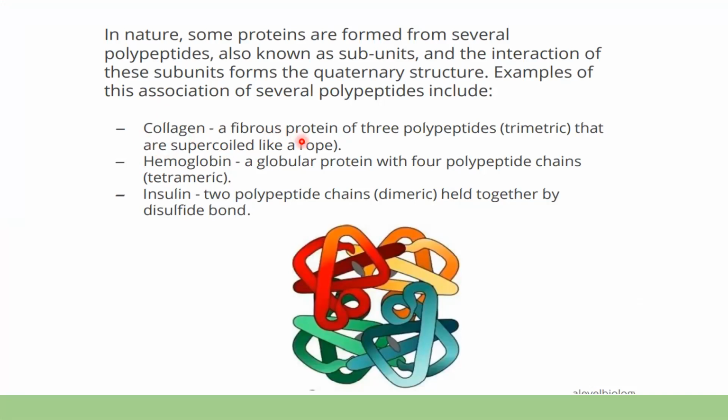So collagen is a fibrous protein of 3 polypeptides. Okay. So we call it trimeric, supercoiled like a rope. When we discuss collagen, you will look at how the structure looks. Hemoglobin is actually a globular protein with 4 polypeptide chains and we call it tetrameric. Okay. Here they have shown you color coding. So we have 4 polypeptide chains in a hemoglobin. Insulin, just for knowledge, has 2 polypeptide chains. So because of 2, we call it dimeric. They're held together by disulfide bonds. Okay. So stick to collagen and hemoglobin, which are our syllabus sample examples.